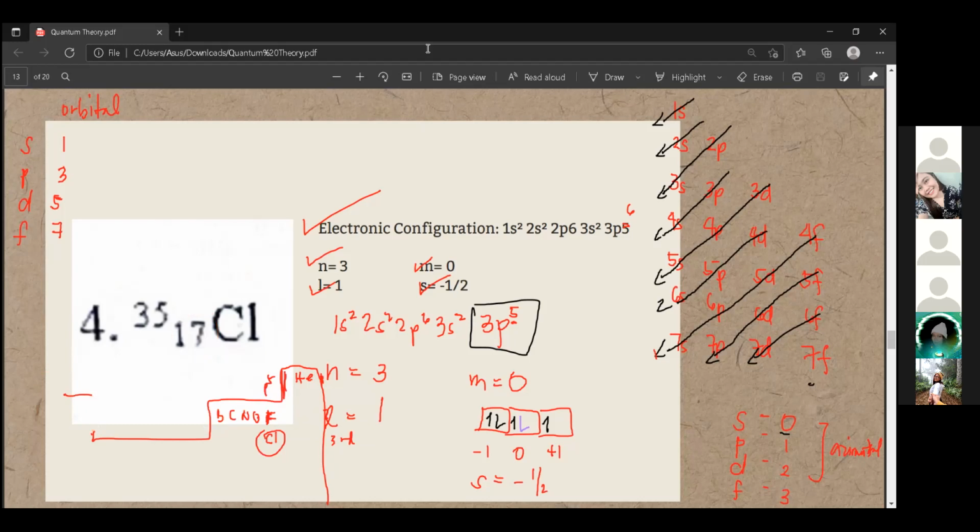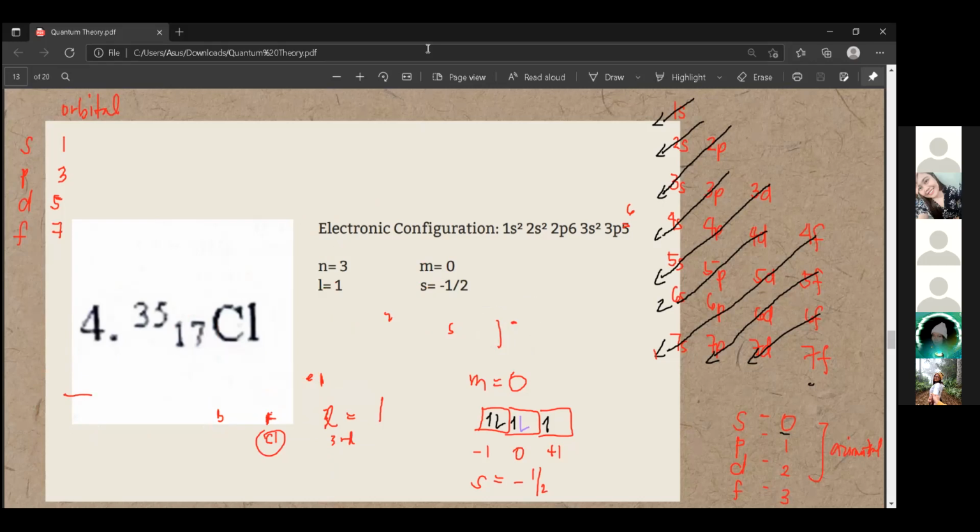Same here, I don't have a periodic table. Sometimes I just look at Google for the periodic table. Okay, let's move on. I think we are almost done.